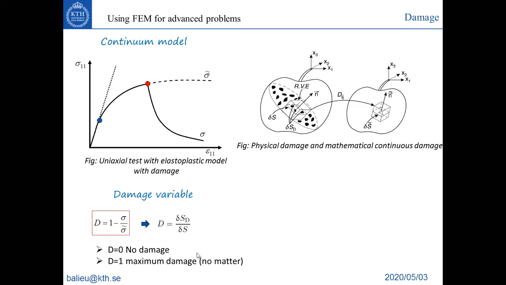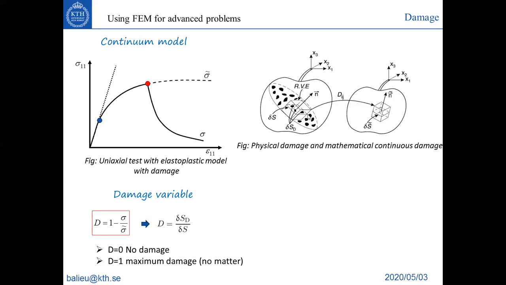So that means you have no more material. That means your cross section is entirely damaged. So there is no resisting stress in this area. So this D is equal to 1.